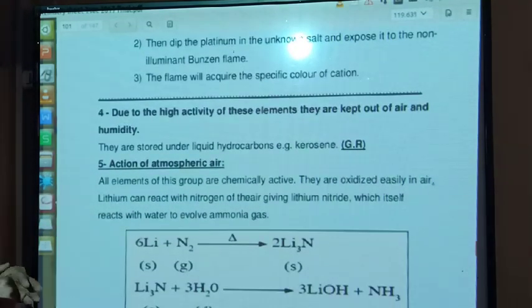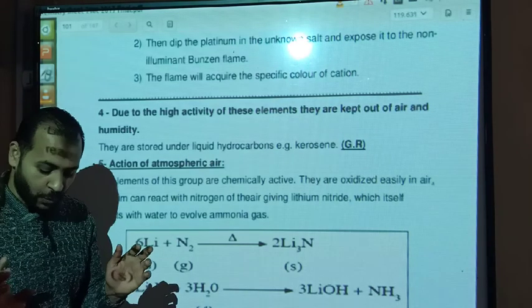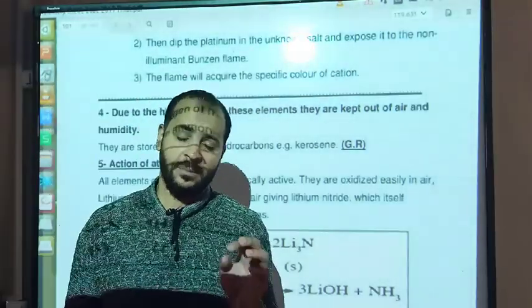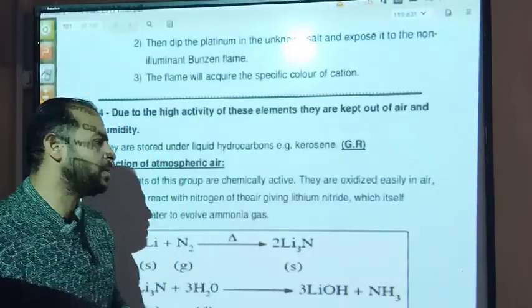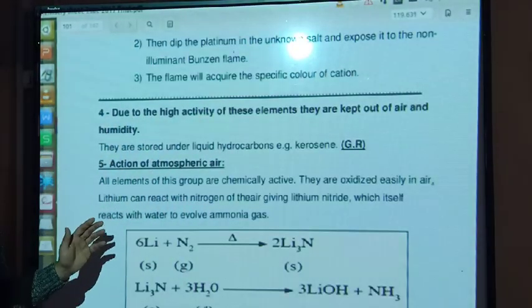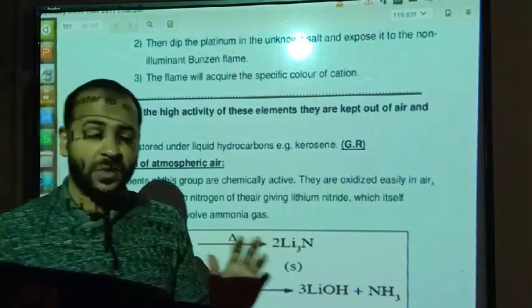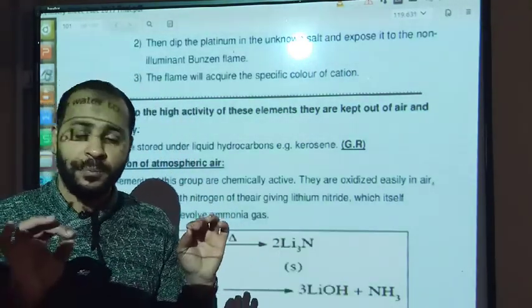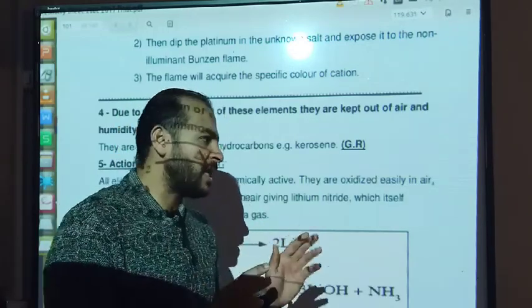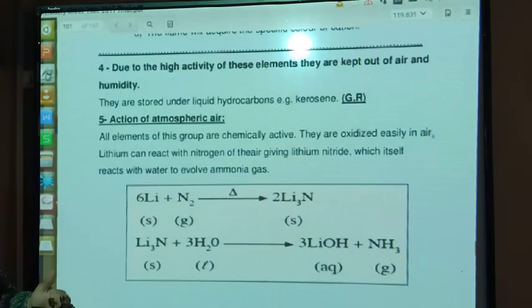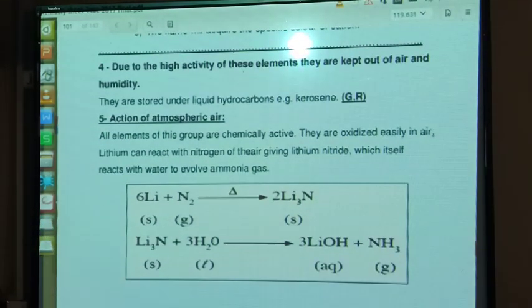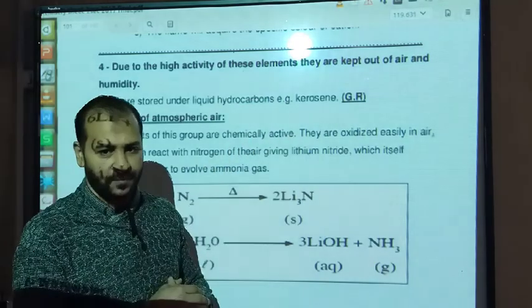They have high activity, so they are kept away from air and humidity. How do we preserve elements of alkali metals? Under the surface of liquid hydrocarbons such as kerosene. Give reason. Alkali metals such as sodium are kept under the surface of kerosene to prevent their reaction with moist or humid air. When they are exposed to air, what happens? They lose their luster. Why? Because they are easily oxidized.